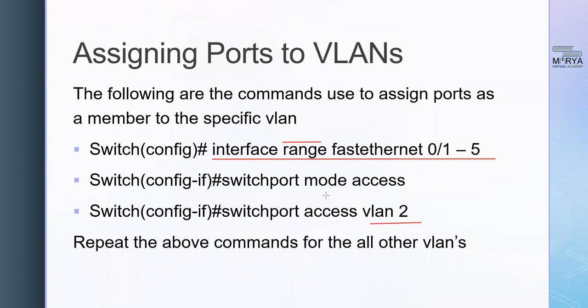Then you have to set the access mode of the switch port, and assign this access mode to VLAN 2. With the help of the first command, I select the range of interfaces. With the second command, I set the port to access mode. And here I assign the switchport access mode to VLAN 2. Repeat the above commands for all the other VLANs, like VLAN 3 and 4. Let's use these commands.